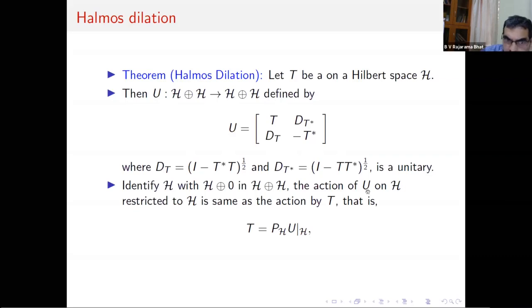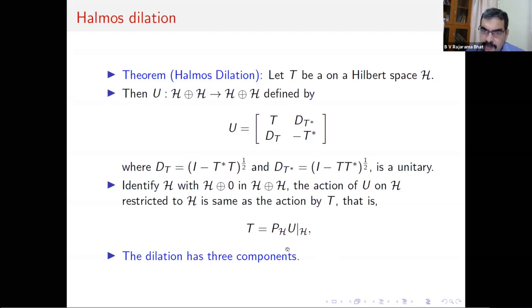Then U acting on H, the first copy of H, restricted back to H is T. That is what this corner being T means. And you write it this way: apply U on the first copy of H, then compress it back to H. So that is T. This is another way of writing the fact that this corner is T. Okay, so this is the most basic dilation result. Every contraction T can be dilated to a unitary.